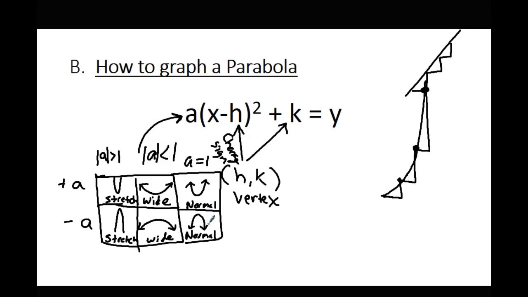Now notice I put the absolute value of A is greater than 1 and the absolute value of A is less than 1 because the sign of the A does not affect the stretch or wideness. It's the size of the A. So the sign just tells us what direction it's going. I wouldn't want you guys to think, for instance, if I put negative 2, oh, that's less than 1, so it's going to be wide. That's not true. It's being stretched because the absolute value is greater than 1, but it's upside down because of the negative.